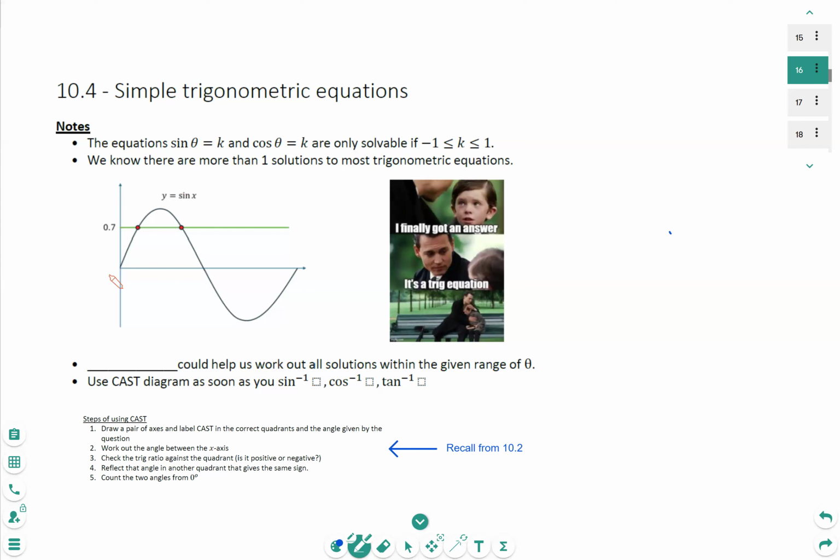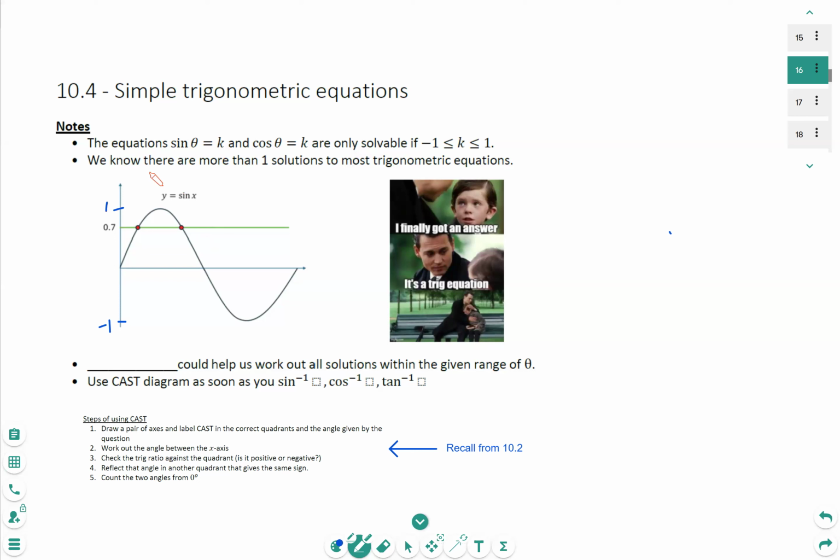The equations sine theta equals k and cos theta equals k are only solvable when k is between minus 1 and 1. So what it means is sine theta and cos theta are bound between 1 and minus 1, which we know, right? This is just a technical definition of sine theta and cos theta being bound between minus 1 to 1. We know that.